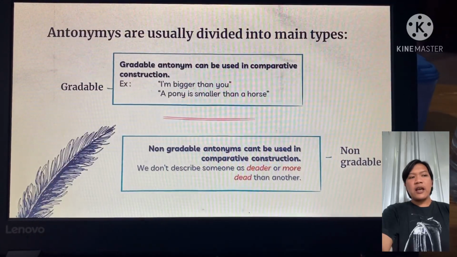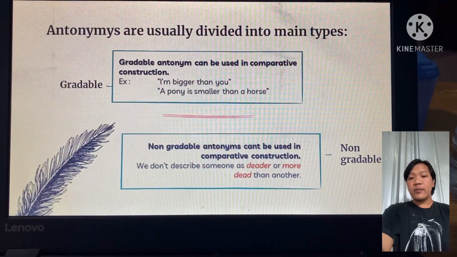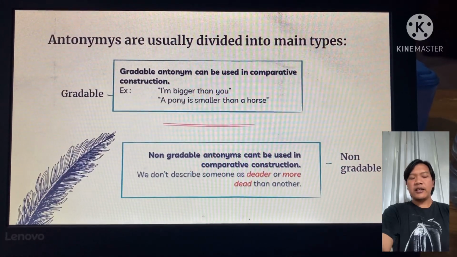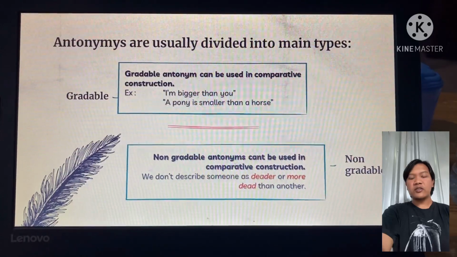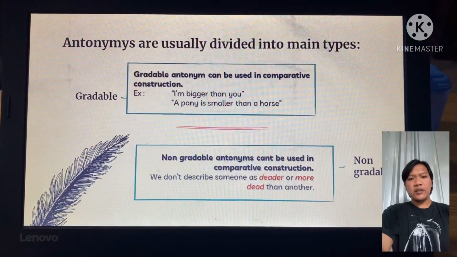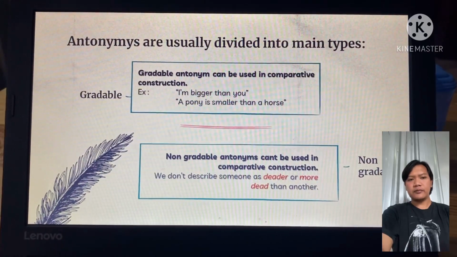And the next, antonyms are usually divided into main types. The first is gradable. Gradable antonyms can be used in comparative constructions. Example: I'm bigger than you. A pony is smaller than a horse.